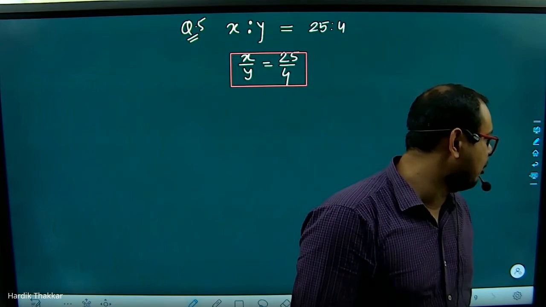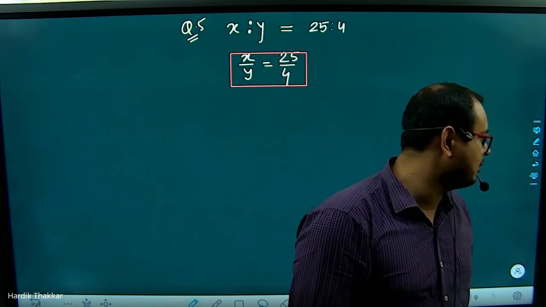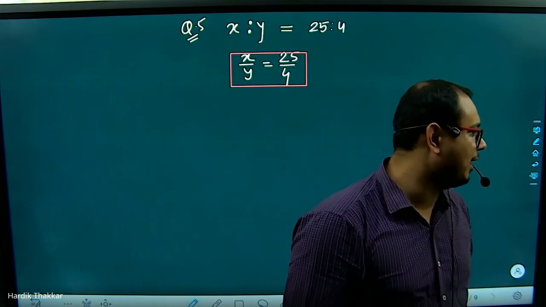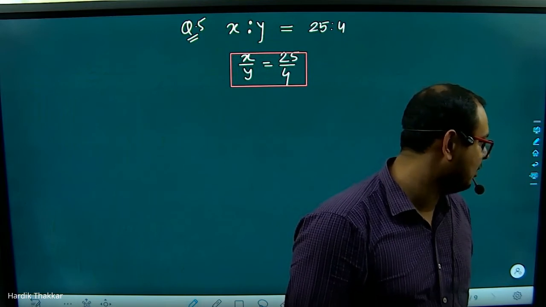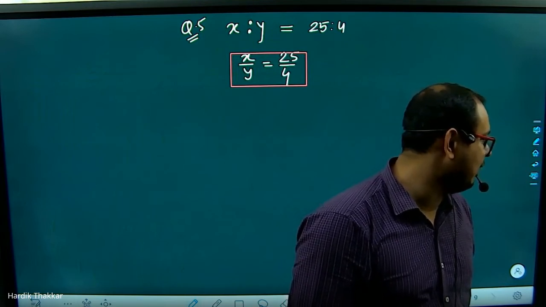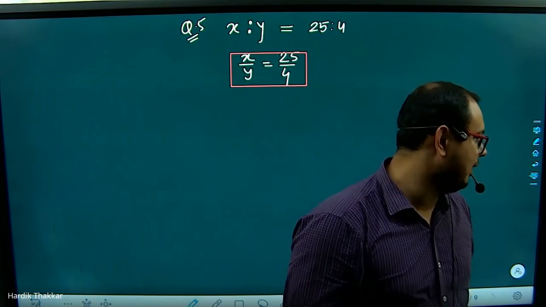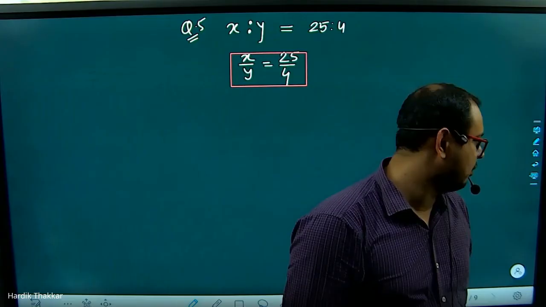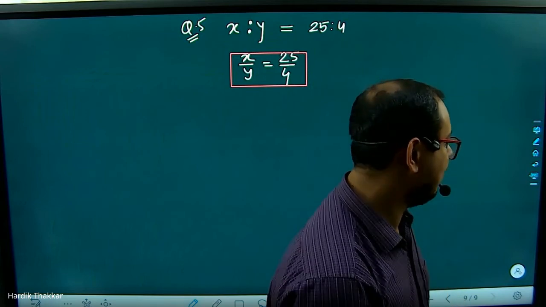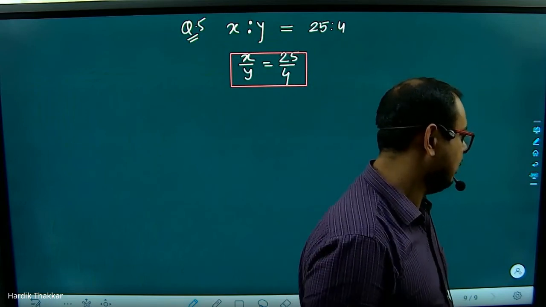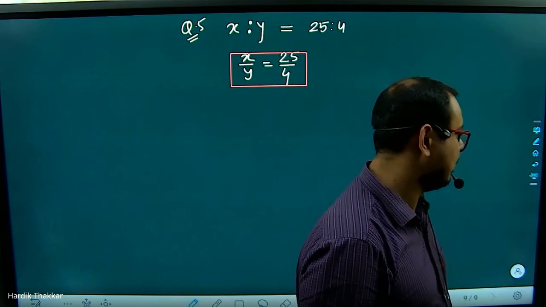Further, the motorboat goes certain distance downstream in 5 hours 15 minutes. How much time will it take to come back? So here it has been converted into minutes, so it will be 315 minutes. Okay, but we have to write it in hours only. So you can write that in mixed fraction.